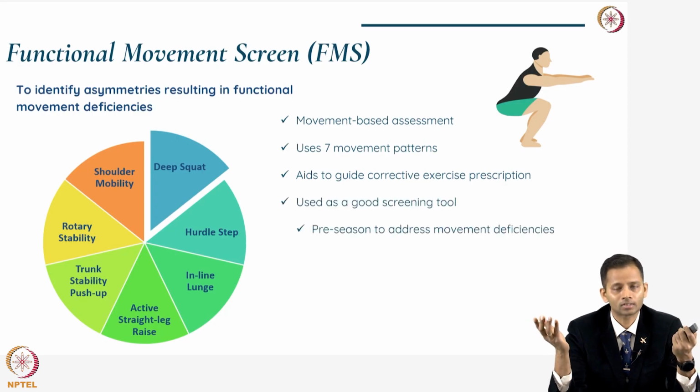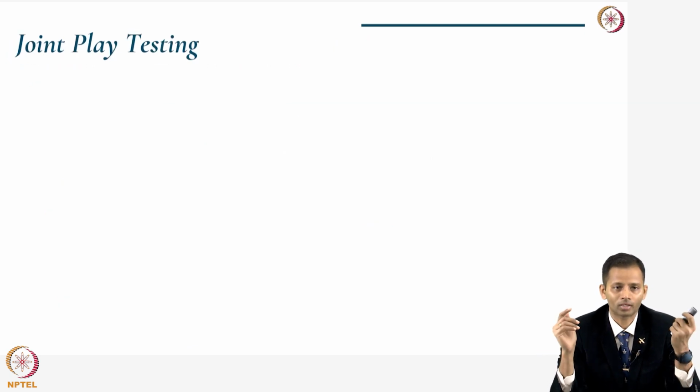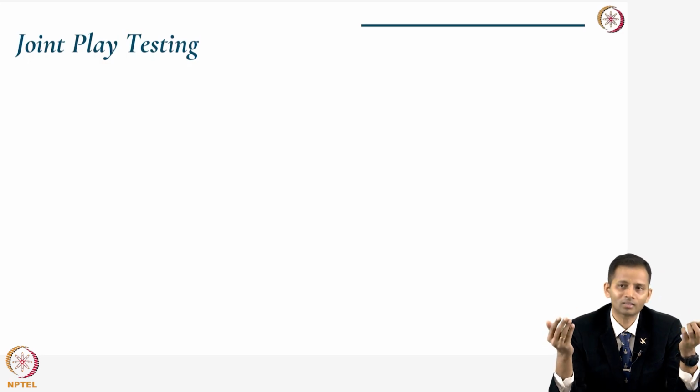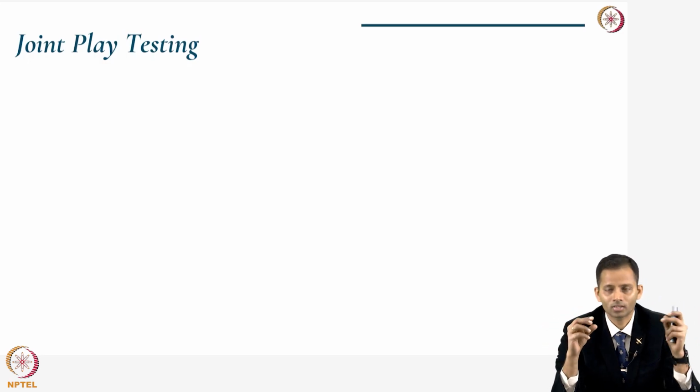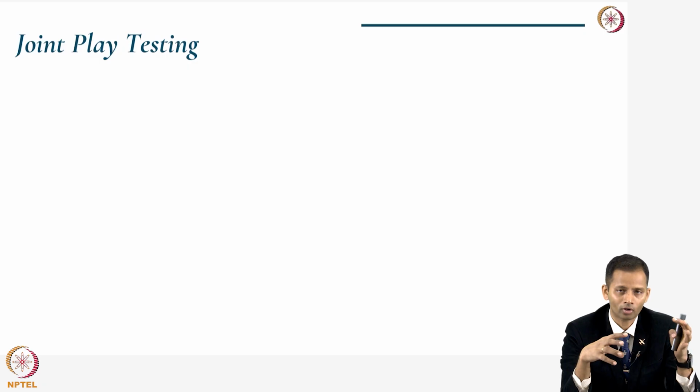So, it's important to understand the deficiencies and then try to correct the asymmetries that are present in that particular individual. Coming to the next important thing, the joint play testing. Joint play testing is focused specifically on a particular joint to assess the accessory movement.